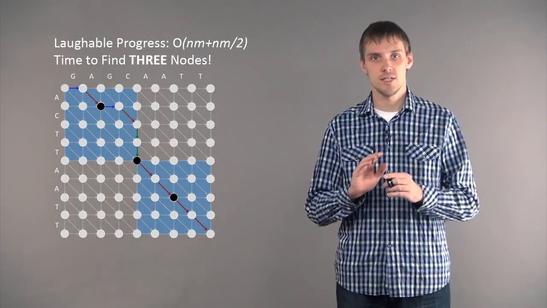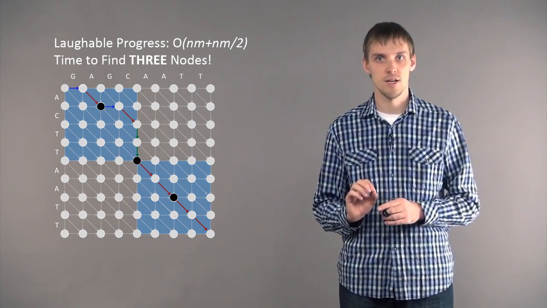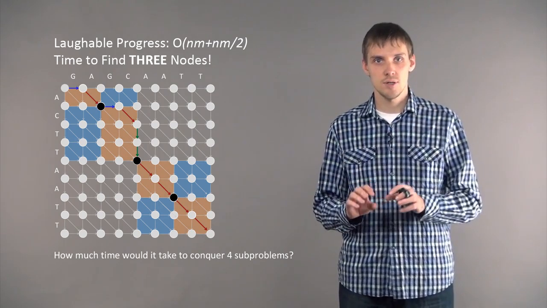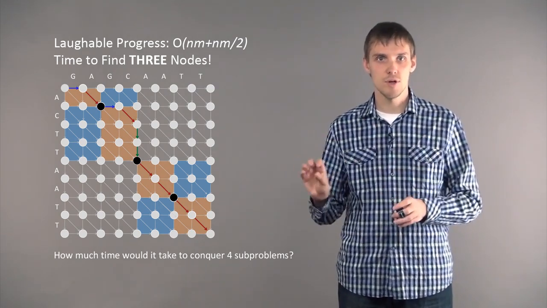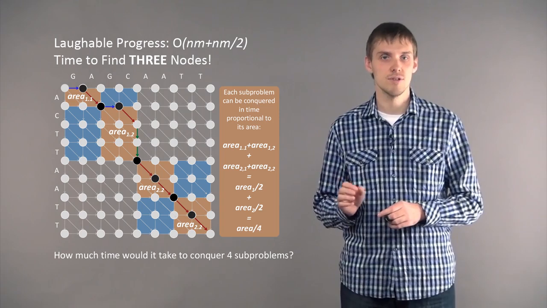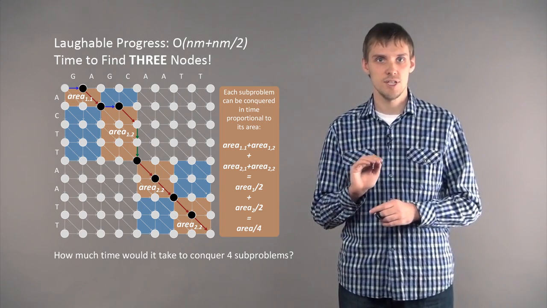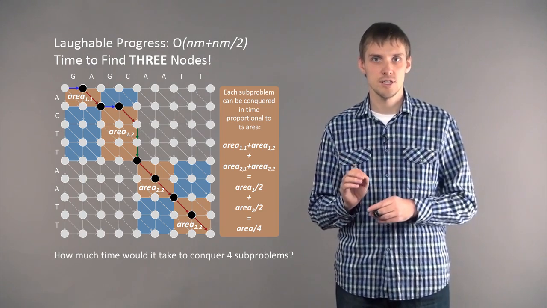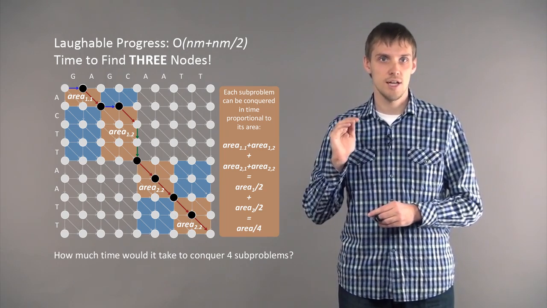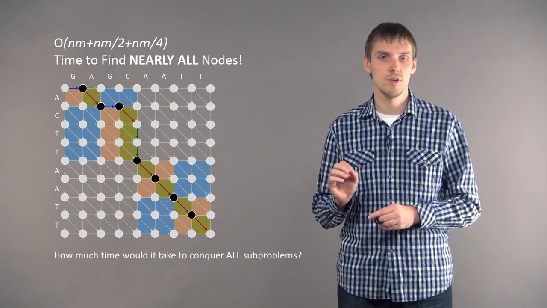So after this step, we will have 3 nodes which belong to our optimal alignment path, and we can iterate more and more. On the next step, we will split our area into smaller rectangles, and we will find a middle node in each rectangle, and so on and so forth. And on the third level of recursion, the total area which we need to look at is proportional to the area divided by 4, and on the 4th step it's even smaller and smaller.